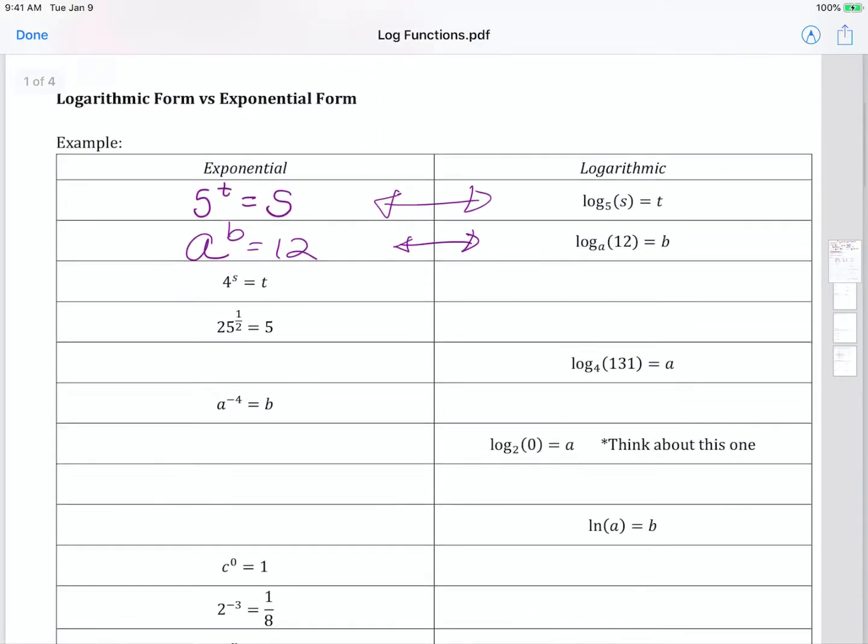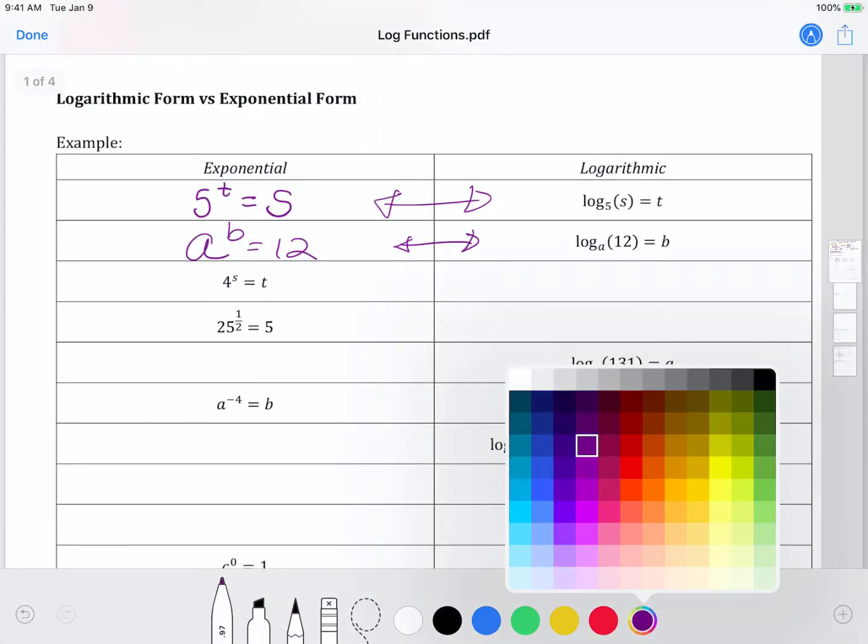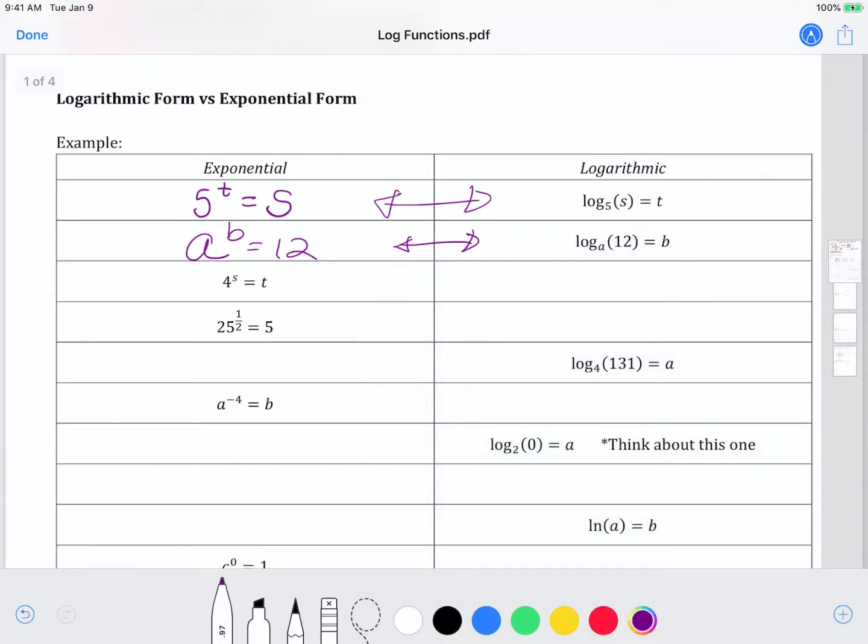Okay. The next example is given to us in exponential form. So our base is 4. So I'm going to write this as log base 4. Notice our exponent is s. So I'm going to set it equal to s, and then what goes inside here is t. So when I take the log base 4 of t, I should get s.